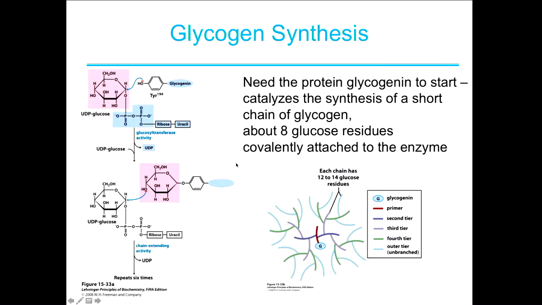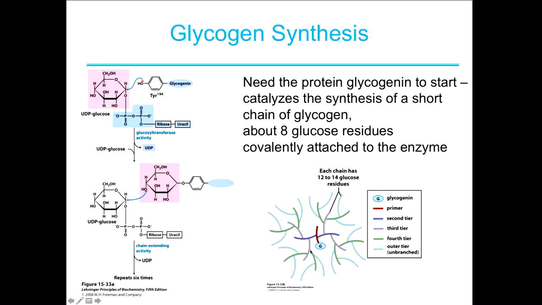We actually start out at the very, very middle. We have a little protein called glycogenin, because we need to actually get this whole branching and everything going. What it does is it makes a little short chain of glycogen, maybe about 8 residues, covalently attached, and then all these different enzymes can start building and building, branching and branching.